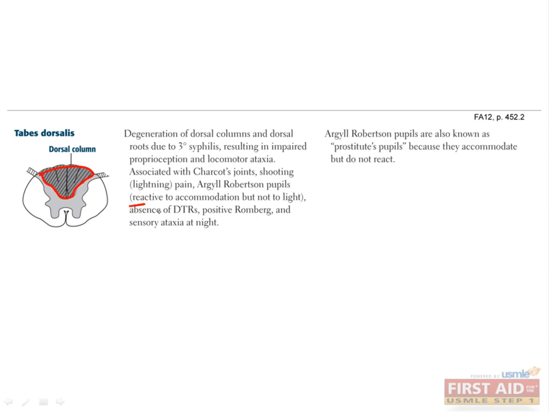These pupils are said to accommodate but not react to light. You may have heard them called prostitute's pupils. Now, unfortunately, the damage caused by tabes dorsalis cannot be reversed, and if it's left untreated, it can lead to paralysis, dementia, and also blindness.